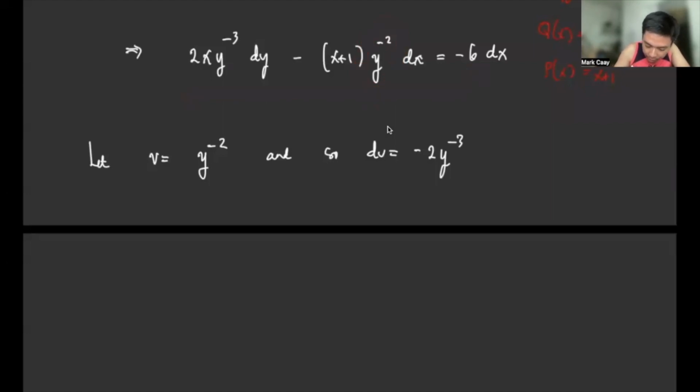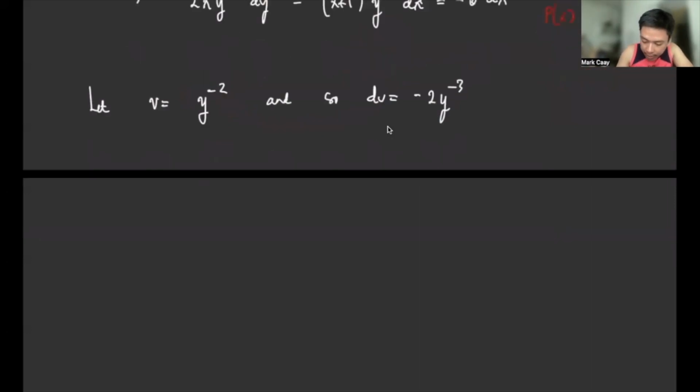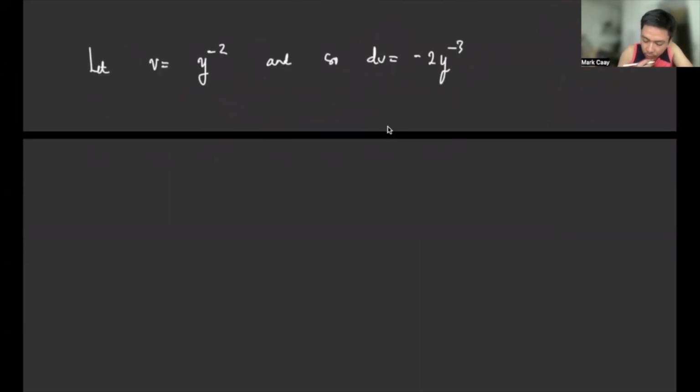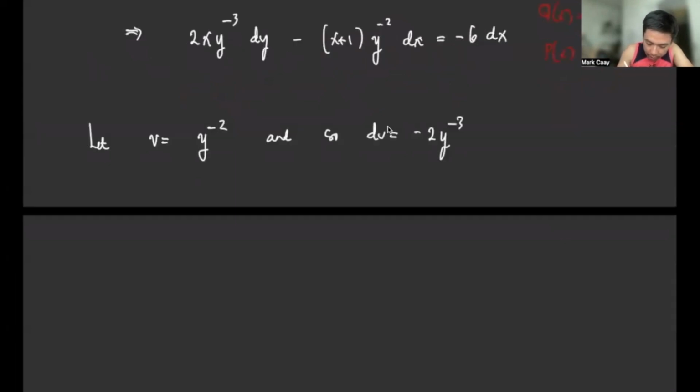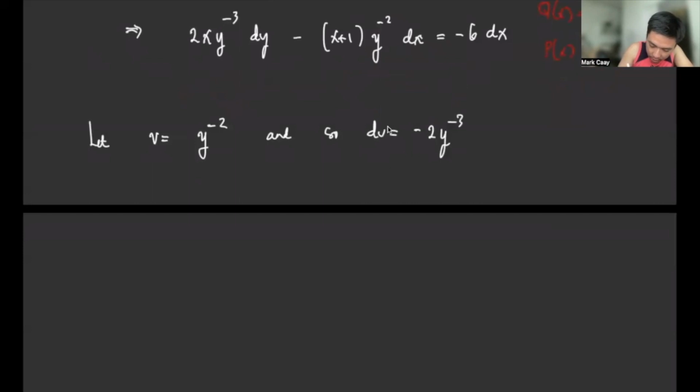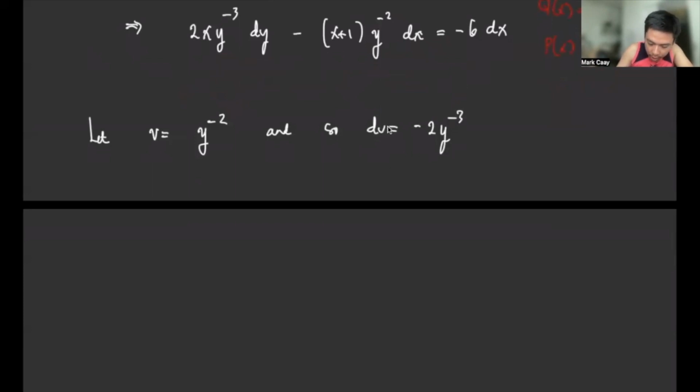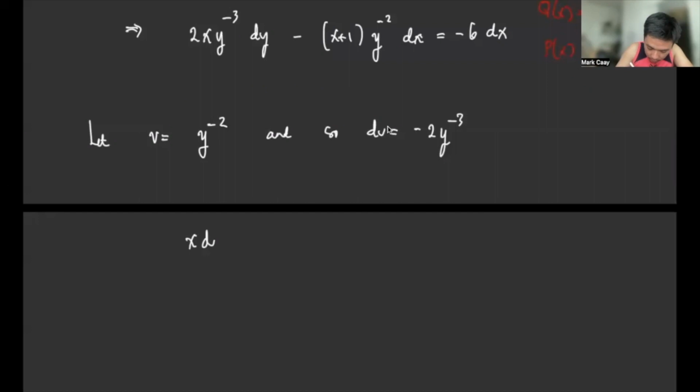And then, instead of using this as v, eto yung gagawin ko kasi alam ko yung derivative niya is of the form like this. So, ang mangyayari dyan, because my dv is negative 2y to the negative 3, this means that I can replace this guy here by dv. So, I would have x dv, but it's negative, minus x plus 1 ko will still stay the same. However, this one will now be my v. So, that's v dx equals negative 6 dx.